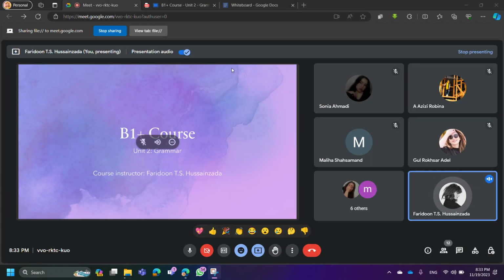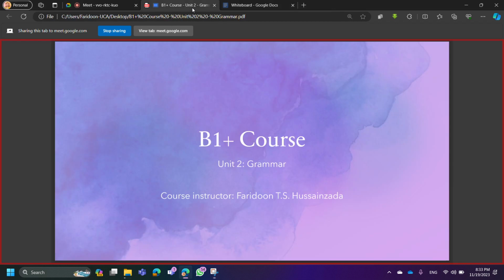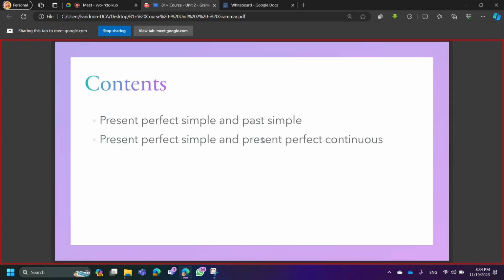Okay, so everyone, let's now go to unit number two's grammar. So B1 Plus course, once again, unit 2 grammar. I'm your course instructor, very happy to be here. Going with the contents, there are two things that we're going to talk about. First is the present perfect simple and the past simple, I mean, the difference between them mainly, and also the present perfect simple and the present perfect continuous, meaning once again, the explanations and also the differences.